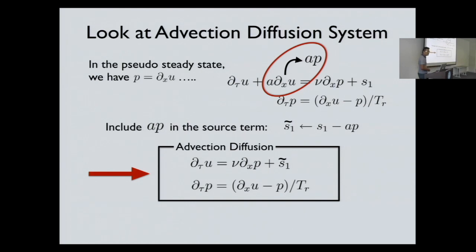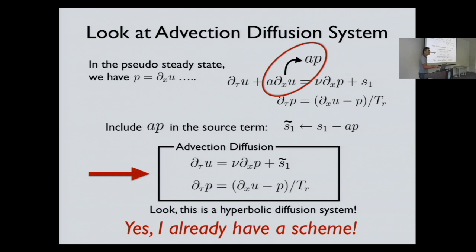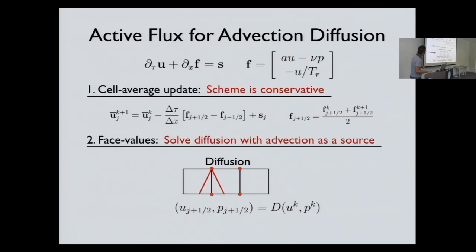This is an advection diffusion system. But what does this look like? This is a hyperbolic diffusion system. And do I have a scheme? Yes. I already have a scheme. I just described how to solve this using two characteristics at the face, and with source term. Any source term can go into that formula, and you can find U and P. So this is the active flux scheme for advection diffusion.